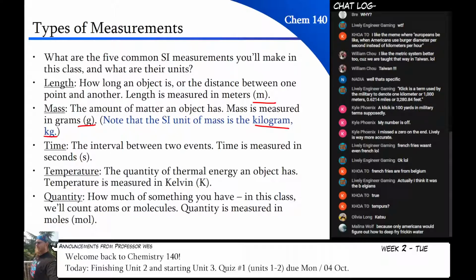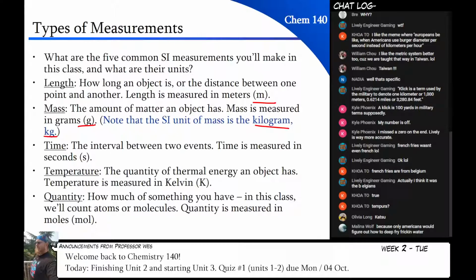For example, the Newton. The Newton has a kilogram meter per second squared in there. So when you measure force, there's a kilogram component in there. So just be aware of that when you get to other classes. You're going to see the kilogram more than the gram. But for chemistry, we use grams a lot. So that's why it's notated like that here.